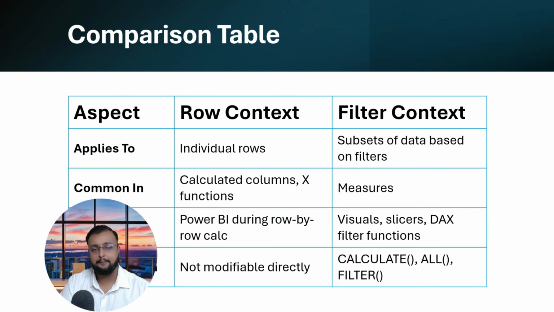So if I compare row context versus filter context, basically row context applies to the individual row, while filter context is applied to the data based on the filter. Calculated columns and different kinds of X functions like SUMX, AVERAGEX are some examples of row context. Measures are the example of the filter context. Row context is created during the row by row calculation.